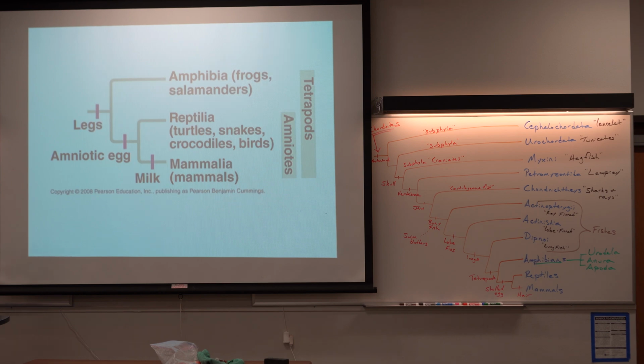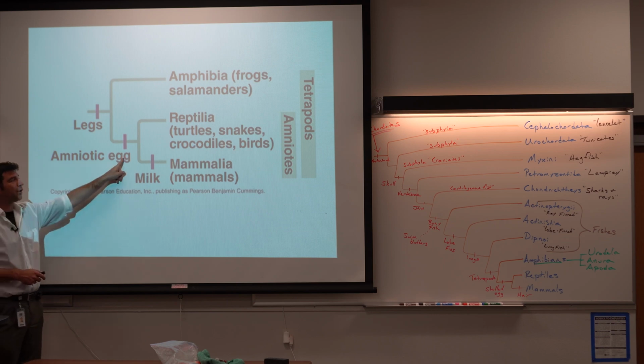All tetrapods, like we said, have those four limbs, and if we look inside the tetrapod clade, we're going to see reptiles and mammals are also part of the tetrapod clade. They take it a step further and they add a shelled egg. So we're going to see next time shelled eggs in reptiles and mammals.